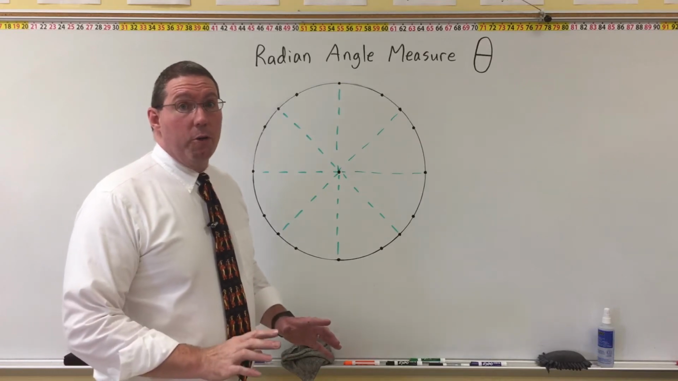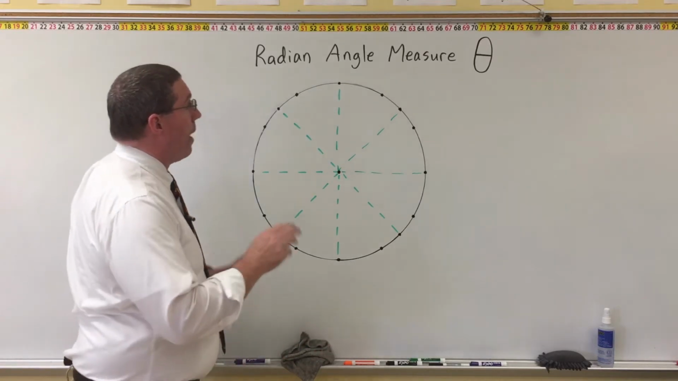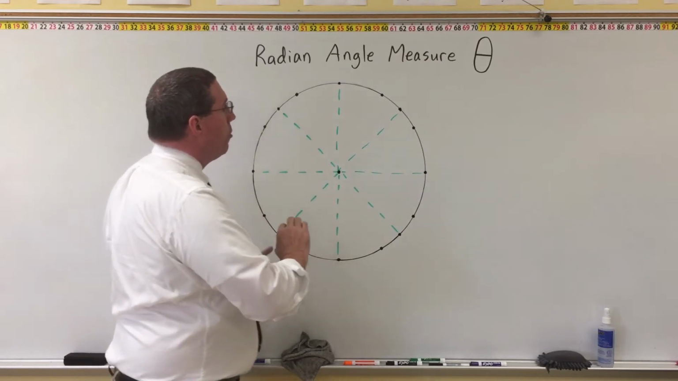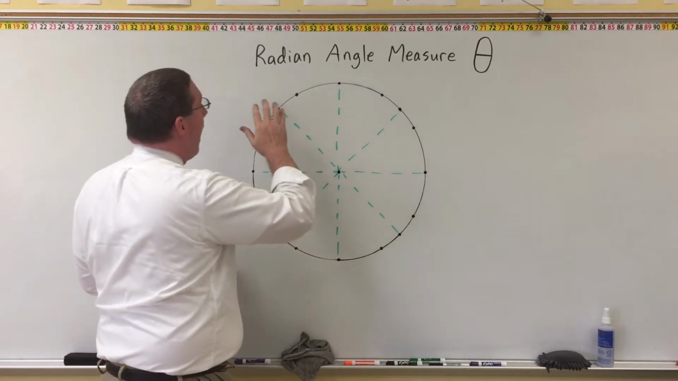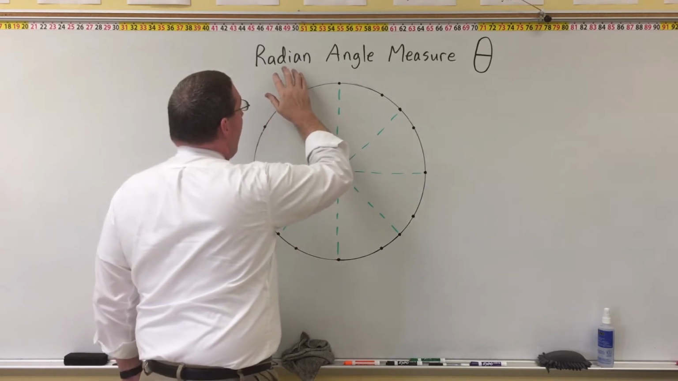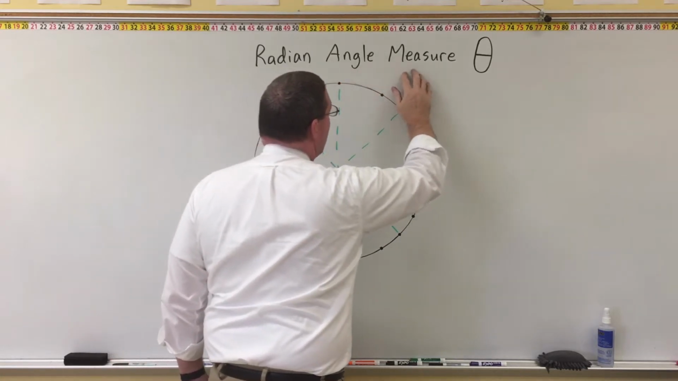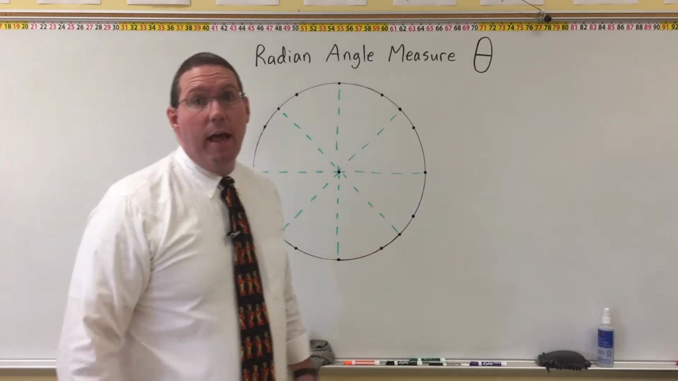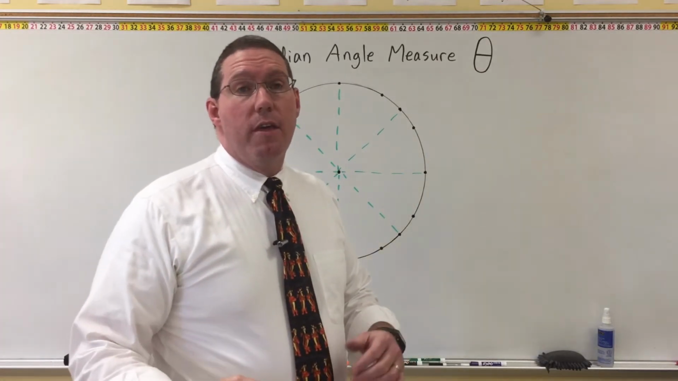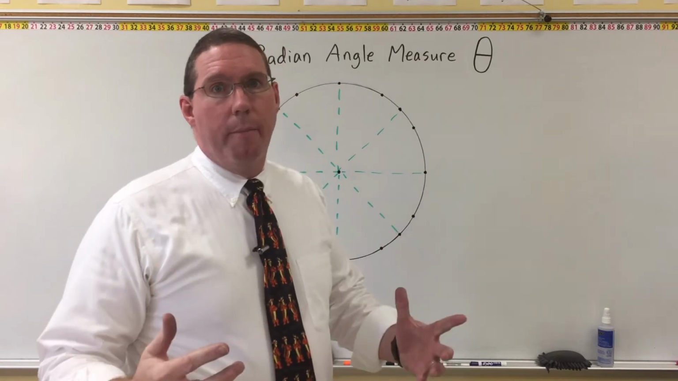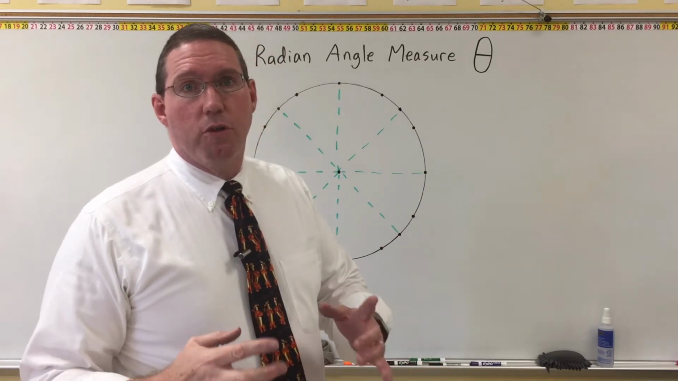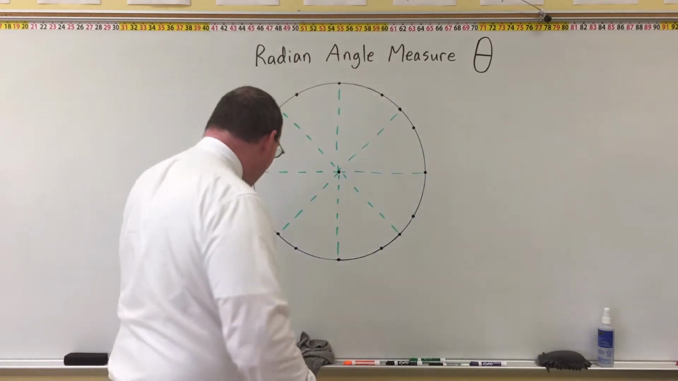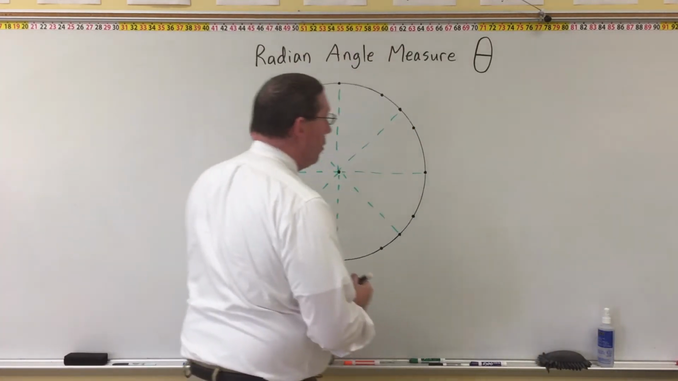All right, so now what we're going to do is take what we just learned about measuring an arc length, and we're now going to learn how to identify a radian angle measure, which we call theta. This is a Greek letter, theta, and theta is probably one of the most common symbols used to represent an angle measure.